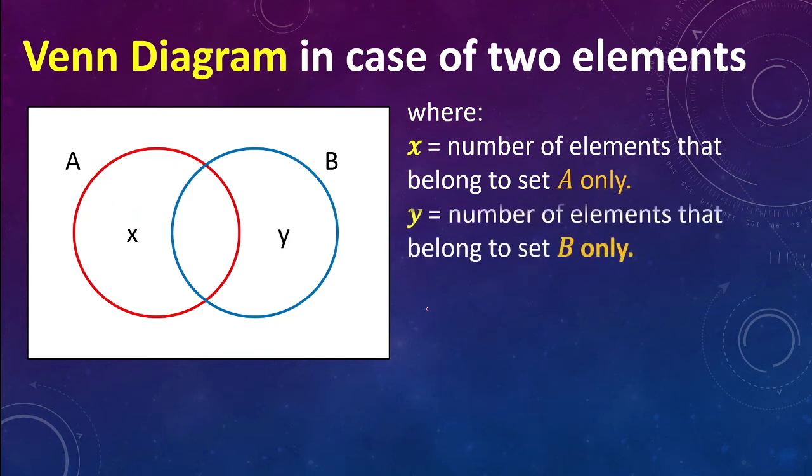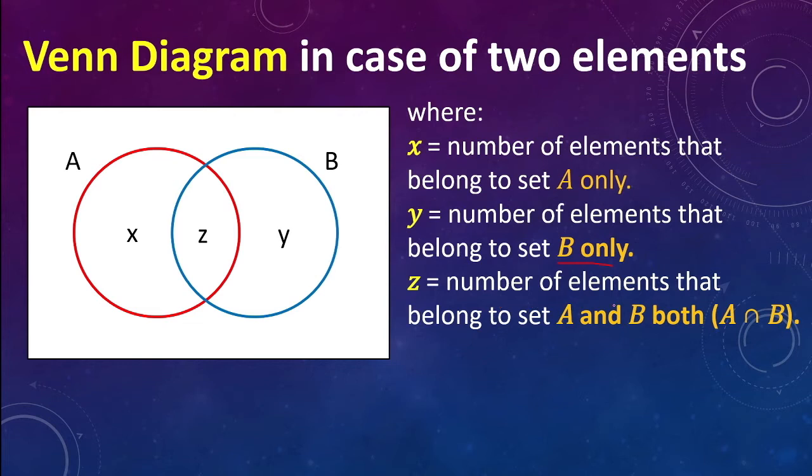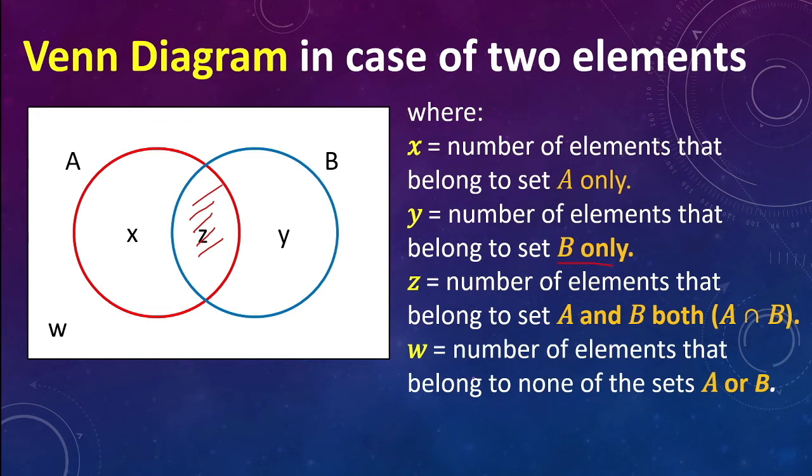Okay, so y represents the number of elements that belong to set B only. Set B only, hindi kasama yung kanilang intersection. Z represents the number of elements that belong to both sets A and B. So, A intersection B. So, z, ito siya yung kanilang intersection or common element. And w represents the number of elements that belong to none of the sets A or B. So, nasa labas siya ng dalawang set.